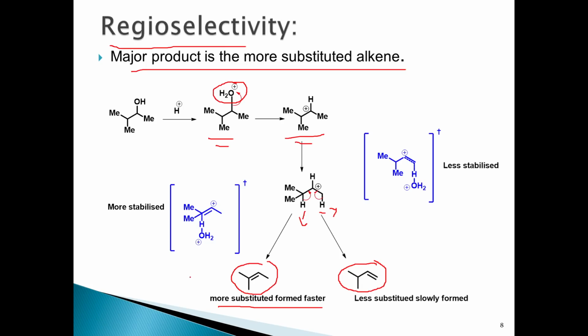I have drawn the intermediates there, but they are a little difficult for you to understand, so I'm not explaining them. And this is a very easy concept, that a more substituted alkene is more stable.